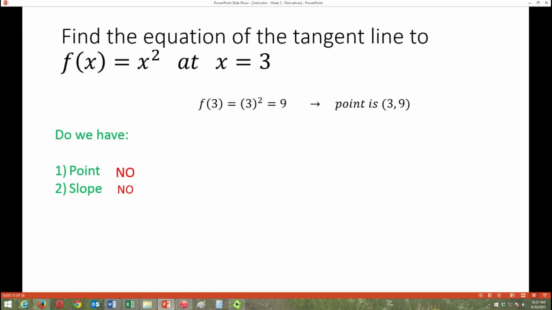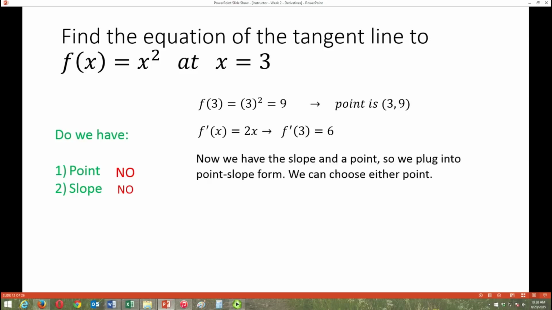Also, we're given a function, and we know that the derivative of a function gives us the slope of the tangent line. So f prime of x is 2x, which means that f prime of 3 is 6. Now we have a slope and a point, so we can plug into the point-slope form. We can choose the point we're given. y minus y1 equals m times x minus x1. In this case, y minus 9 equals 6 times x minus 3.